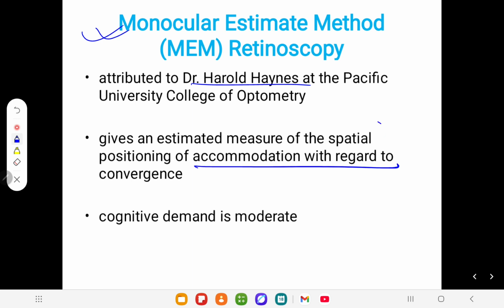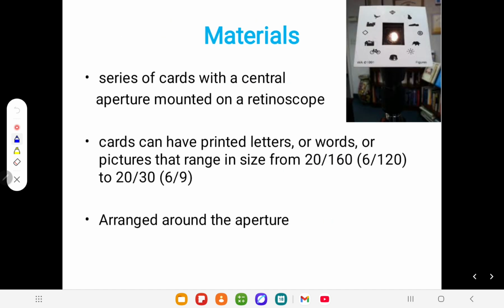Just understand the points: spatial positioning. So cognitive demand is moderate. Patient needs moderate cognitive demand. So this is the chart. Around the retinoscopy strip, we add this chart, and we ask the patient to focus on any of these images. The series of cards has a central aperture mounted on the retinoscope, because centrally we are looking through the retinoscope.